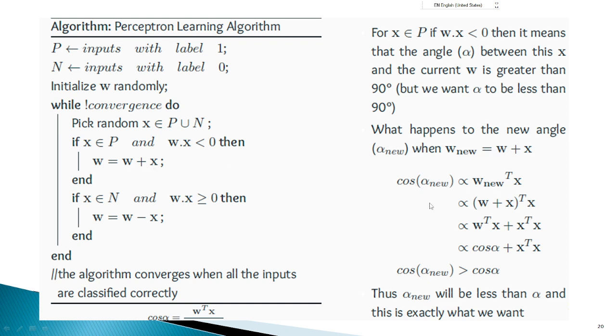When you find the cosine of this, the new angle will always be less than the previous angle. When you go the other way, that is W minus X, the new angle will also be better than the previous angle. You can work it out yourself.